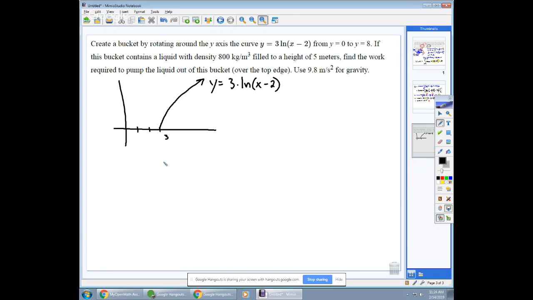All right. And then we want to go from 0 to 8. And I have no idea where 8 strikes that, but we can calculate that. So let's see. Do we even need to? What are we rotating about? The y-axis. Okay, so let's see. If I rotate this about the y-axis, I don't even think I need that x value, actually.